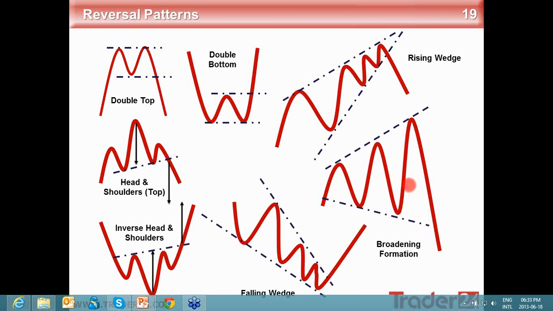Broadening formation I'm not really a fan of, but I'm going to put it in here anyway. We'll see the prices making higher highs and higher lows. And eventually it'll either break out to the upside or the downside. But as I say, there are so many other formations that I find so much better to identify that I'm not really too interested in that one, quite honestly.